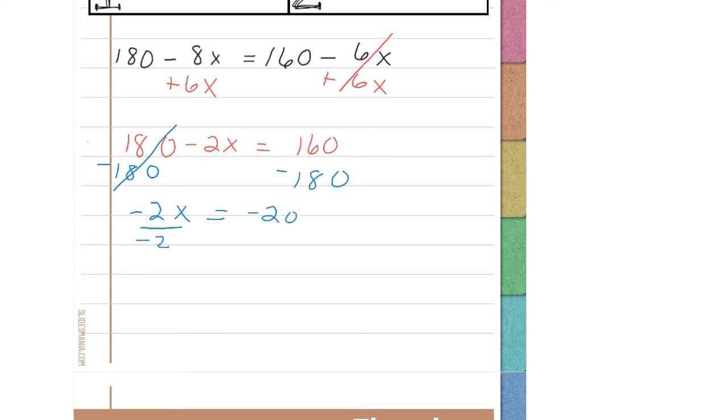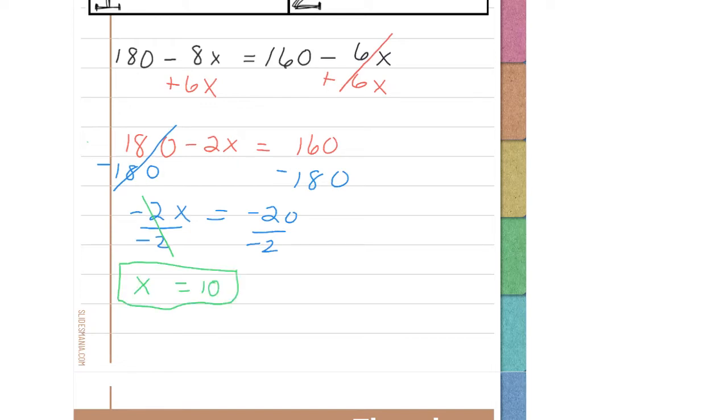I divide by negative 2 on both sides. The reason I divide it is because we're trying to undo the operation. This is negative 2 times x. So to undo that and get that x by itself, I need to divide. So negative 2 divided by negative 2, well, that reduces to 1. And I'm left with x is equal to 10.